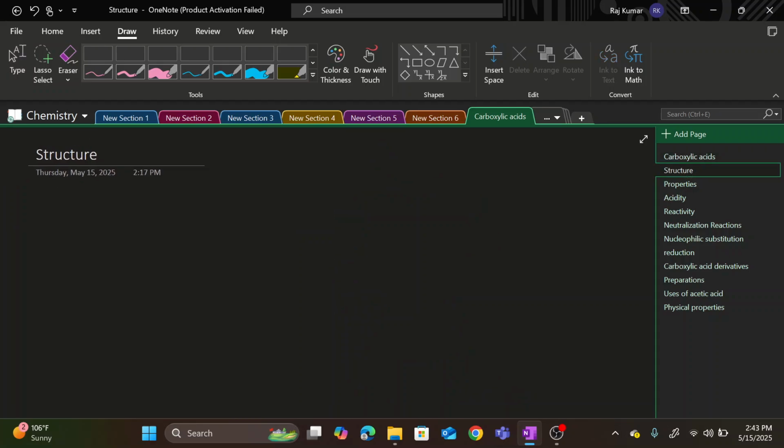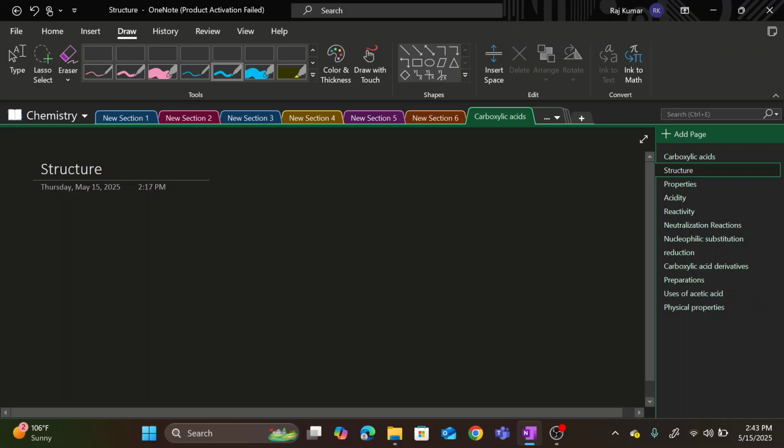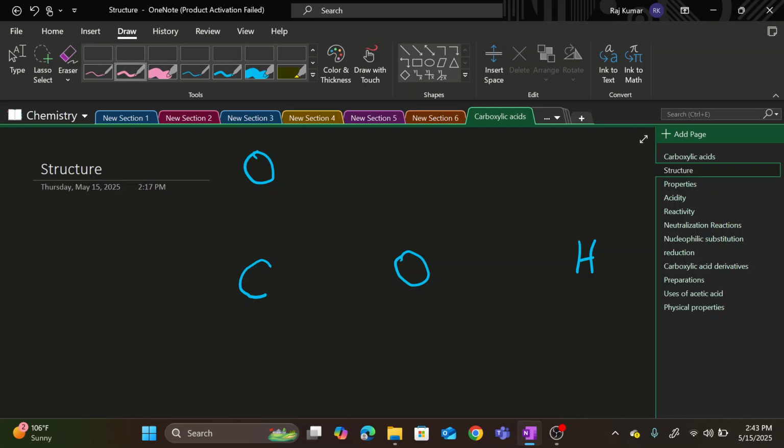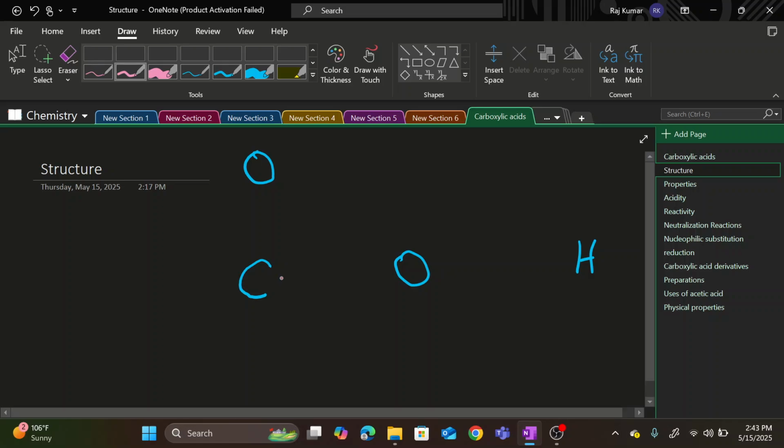So let's move on to some of the important things about their structure. If we look at the structure of the carboxyl group, it has a very diverse structure. Let's say I draw a carbon here, an oxygen here, another oxygen here, and a hydrogen here. These are the atoms present in the carboxyl structure. First, the carbon in the carboxyl group is sp2 hybridized. So let me draw the sp2 hybridized structure. These are the three sp2 hybridized orbitals.